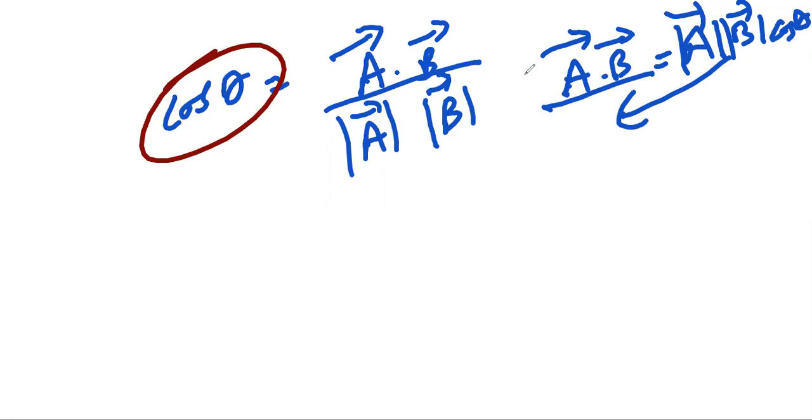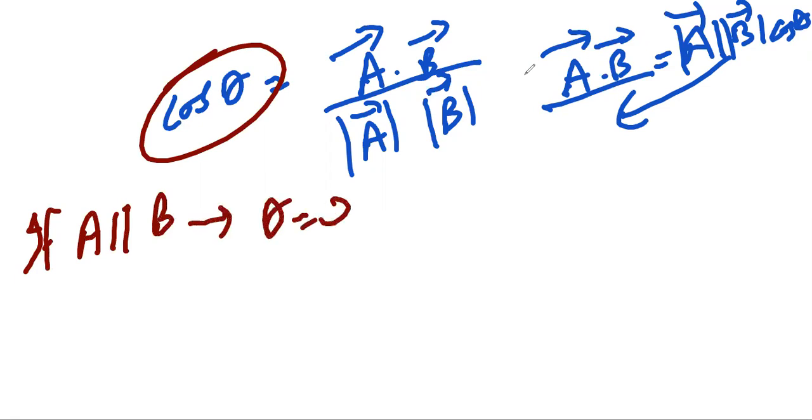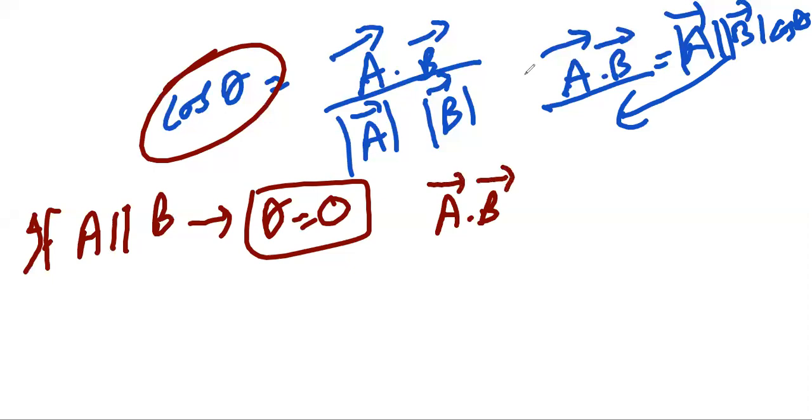If the vectors are parallel, if A is parallel to B, then what will be the angle? Angle will be 0. So when cos 0 is 1, both will be equal. A dot B will be equal to A magnitude and B magnitude.